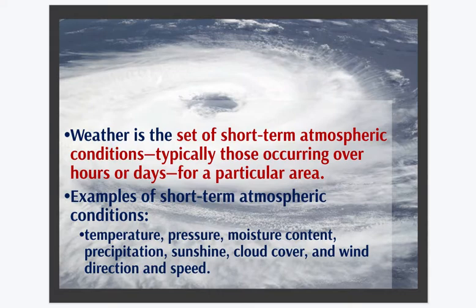Now we have the difference between weather and climate. Weather is the short-term atmospheric conditions at a given point or time. It typically doesn't last more than a couple of days at most. Some examples of weather: temperature, pressure, humidity, precipitation, amount of sunshine, cloud cover, wind direction, wind speed. These are short-term, day-to-day conditions.